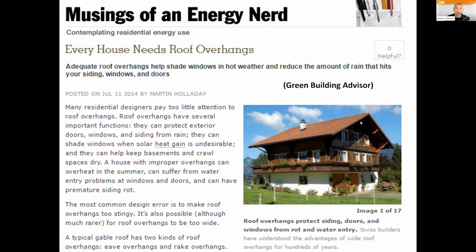I saw it in this magazine. That's the only one I've ever seen, but great idea. And the point here is that you can still have overhangs even if you've got a gable roof. All right, we're back into hip roofs.